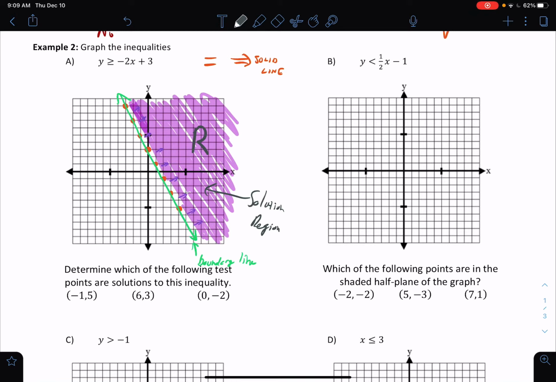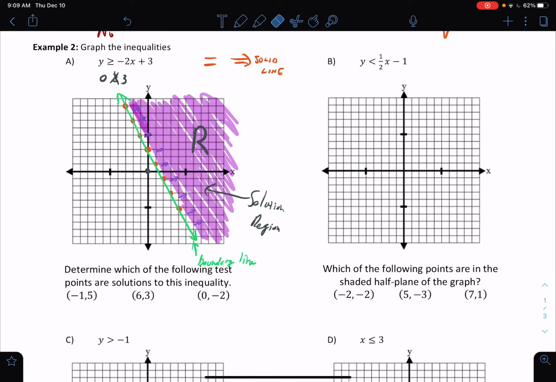Another way we can figure out where to shade is to test some points. If I tested 0, 0, plug in 0 for x, plug in 0 for y, I would be left with 0 is bigger than or equal to 3. That's not true. So I do not want the region where 0, 0 is located. I've got to shade away from 0, 0.